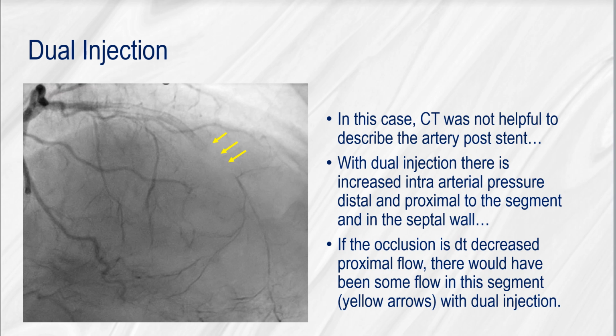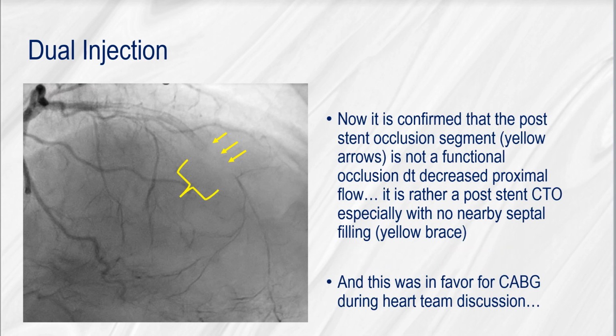If the occlusion is due to decreased proximal flow, there would have been some flow in this segment, yellow arrows, with dual injection. Now it is confirmed that the post-stent occlusion segment is not a functional occlusion due to decreased proximal flow. It is rather a post-stent CTO, especially with no nearby septal filling, yellow brace, and this was in favor for Kabish during heart team discussion.